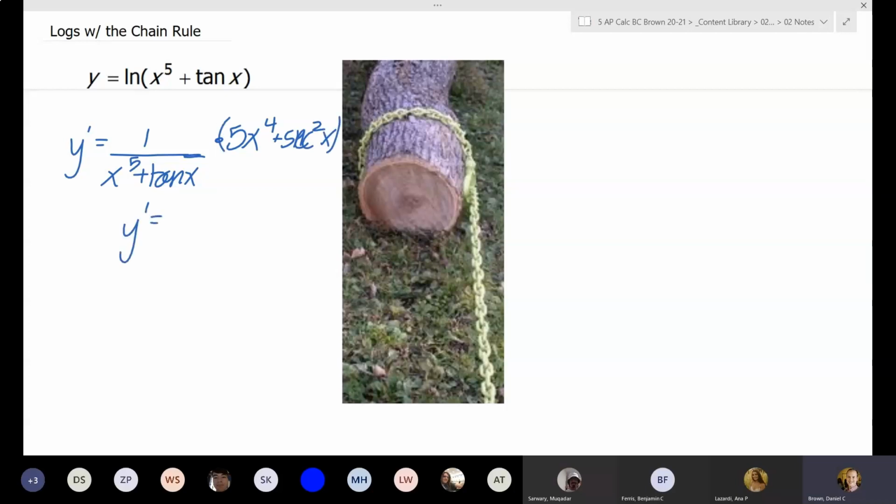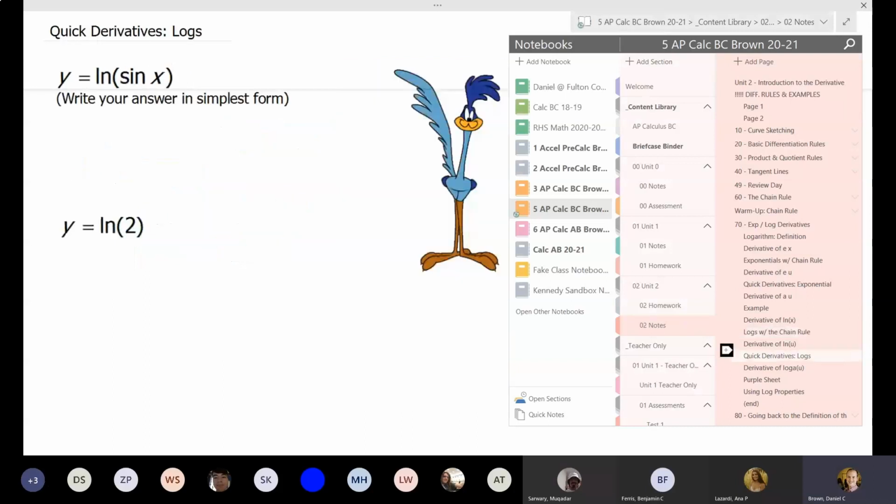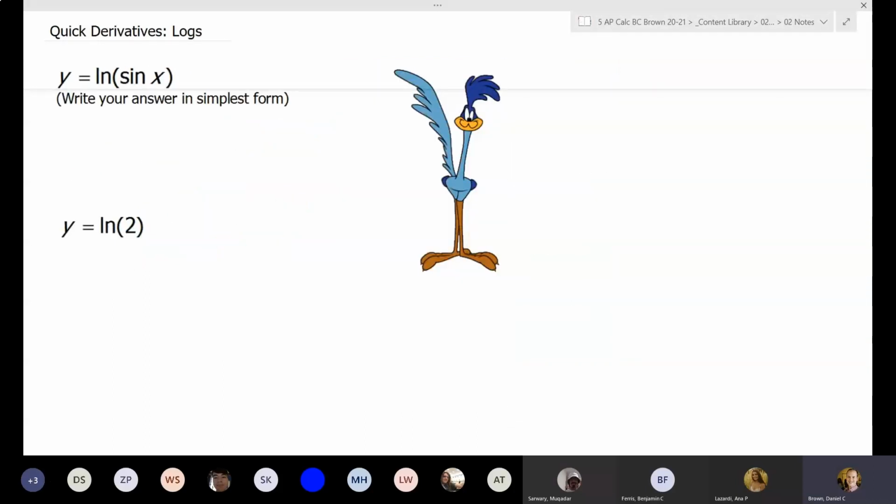Which is probably easiest just to write as a single fraction. So the original inside is in the denominator times the derivative of the inside for the chain rule in the numerator. Make sure if you do try to simplify that you don't cancel across a plus or a minus sign. Questions on that rule? Try those two on your own, and simplify that first one for me completely.